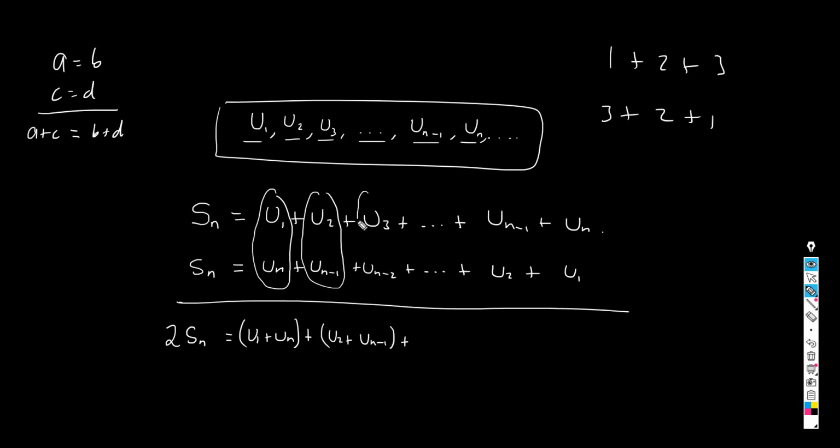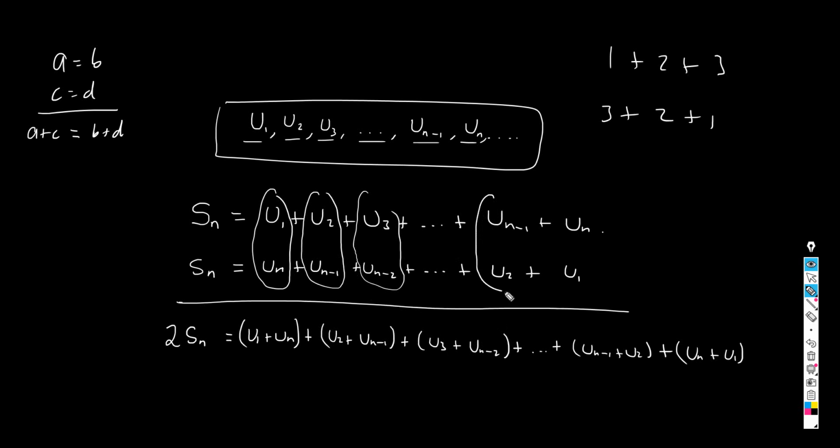And then plus the addition of these two. So that's going to be u3 plus un minus 2. And then plus, we keep doing the same process. And then plus un minus 1 plus u2. And finally, we get u1 plus un, or un plus u1. Okay, now this may look complicated for you. I understand that, but bear with me, guys.